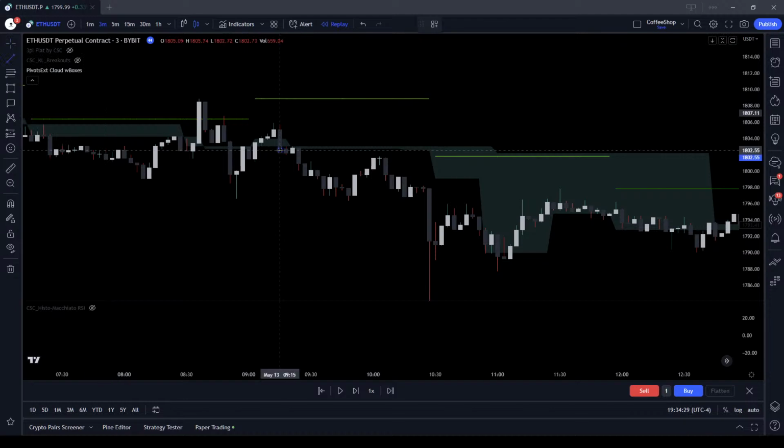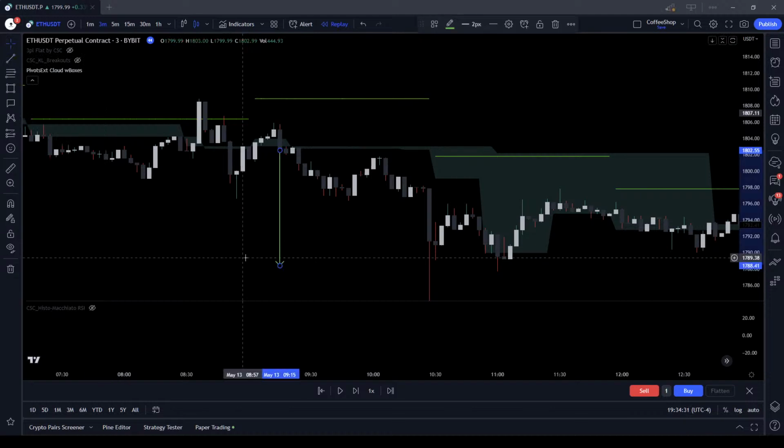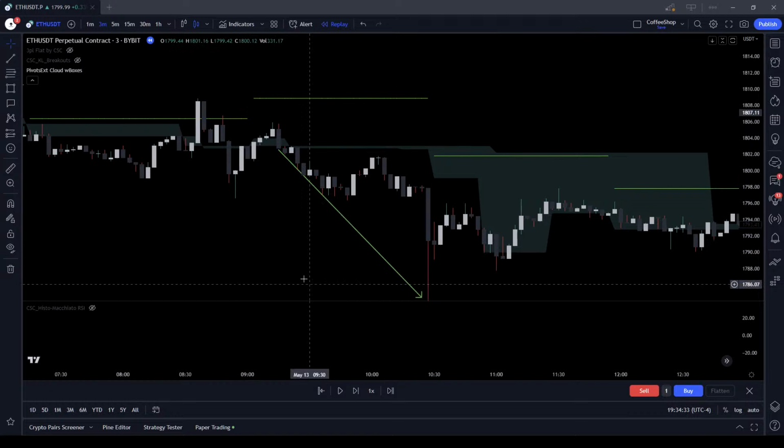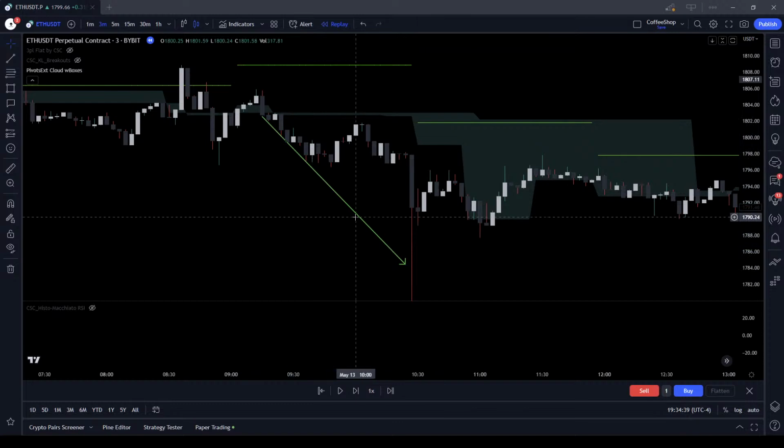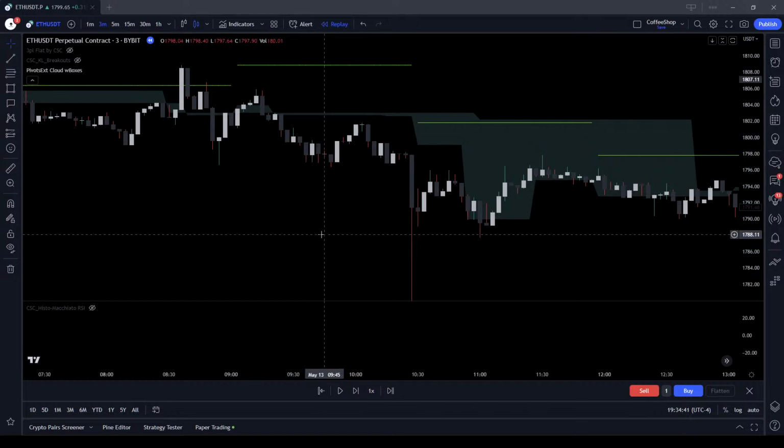It broke through and it shot all the way down here. How much of a price difference is that? I mean, that's, let's see. That's from 1802 to 1784. It's a $60 difference. It's great. 60? I'm sorry, $20 difference.